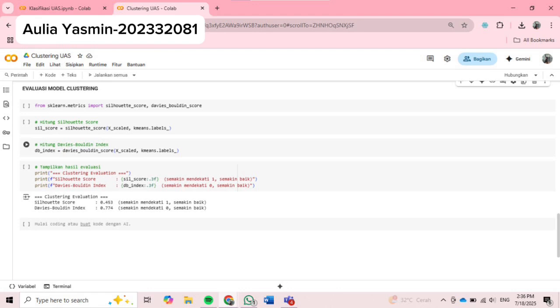The second is the Davies-Bouldin index. This score tells us how similar the clusters are to each other. For this metric, the lower the value, the better. My model got a score of 0.774, which is still acceptable. It means the clusters are relatively well separated, but there is still some room for improvement.